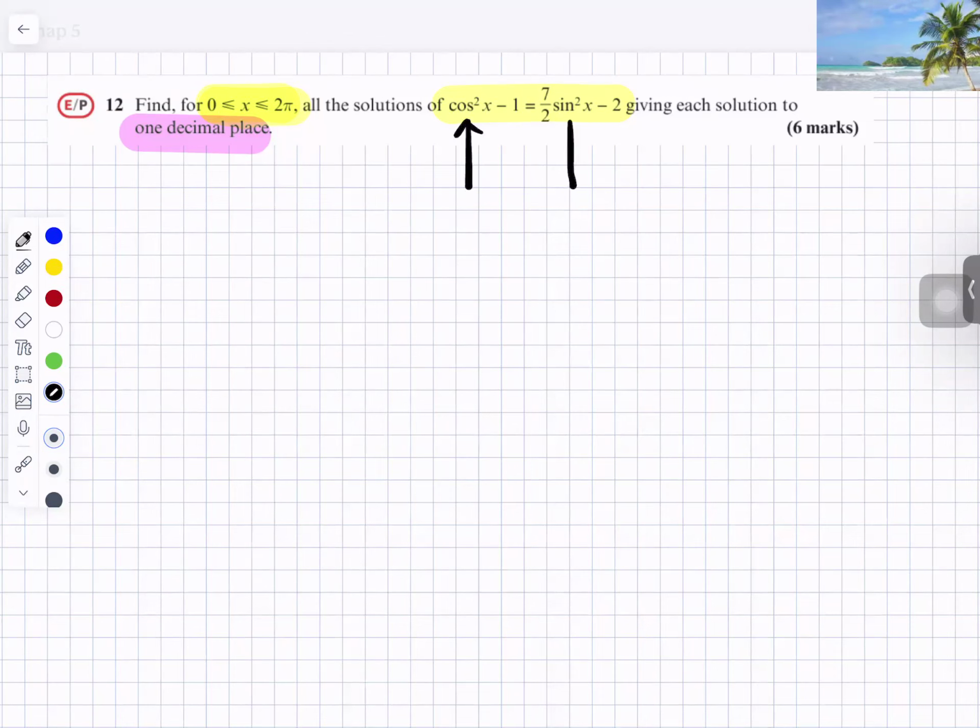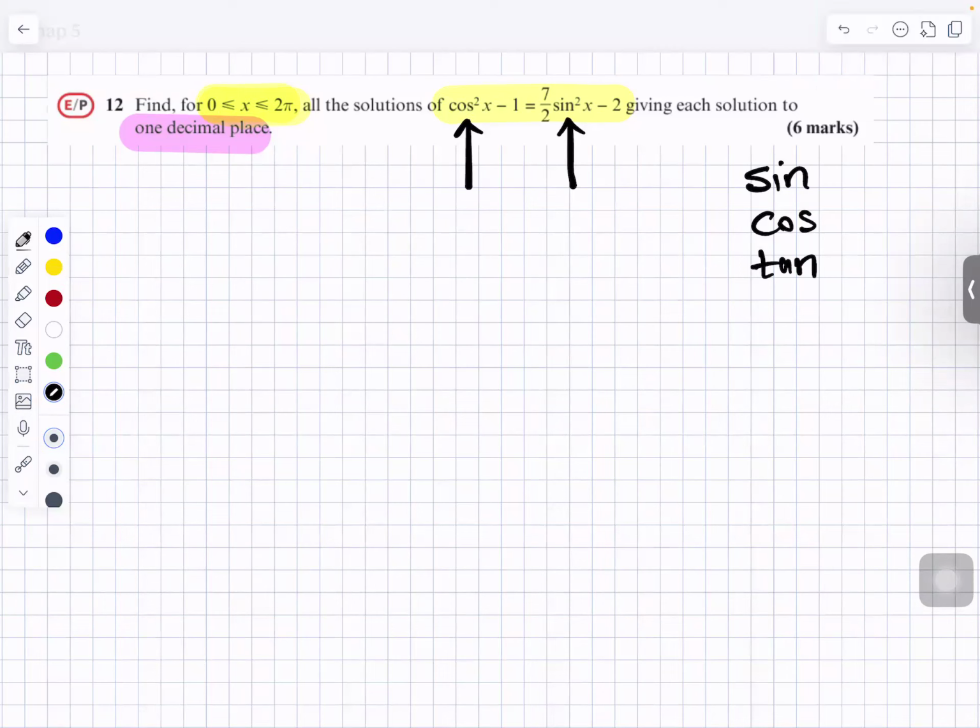cos squared and it has got sine squared, which are two different trigonometric functions. So in order to solve this kind of question, you have to make all of them either sine, or all of them cos, or all of them tan. You cannot mix them up. You cannot have cos and then sine. So in this case, let's decide to make all of them sine. What can we replace cos squared with?